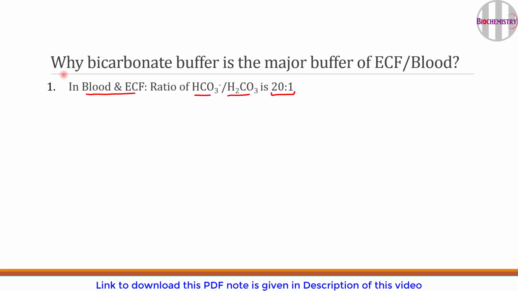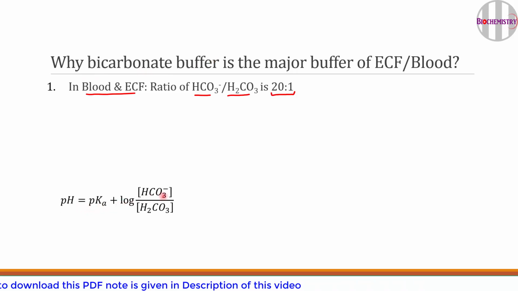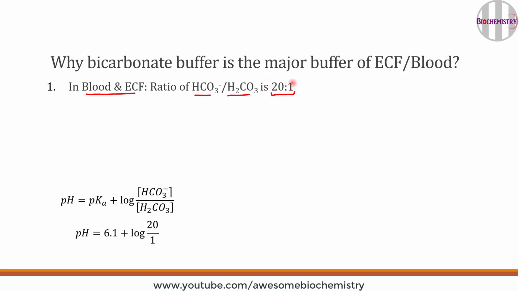How will it justify that bicarbonate buffer is the major buffer of ECF or blood? We have the Henderson-Hasselbalch equation: pH is equal to pK plus log of bicarbonate, that is the conjugate base, divided by carbonic acid, that is the acid. Now we have the values of all these parameters. pK is 6.1 and this ratio is 20:1. So 6.1 plus log of 20 divided by 1, and when we solve it, we get an answer of 7.4, which is exactly the pH of extracellular fluid and blood.